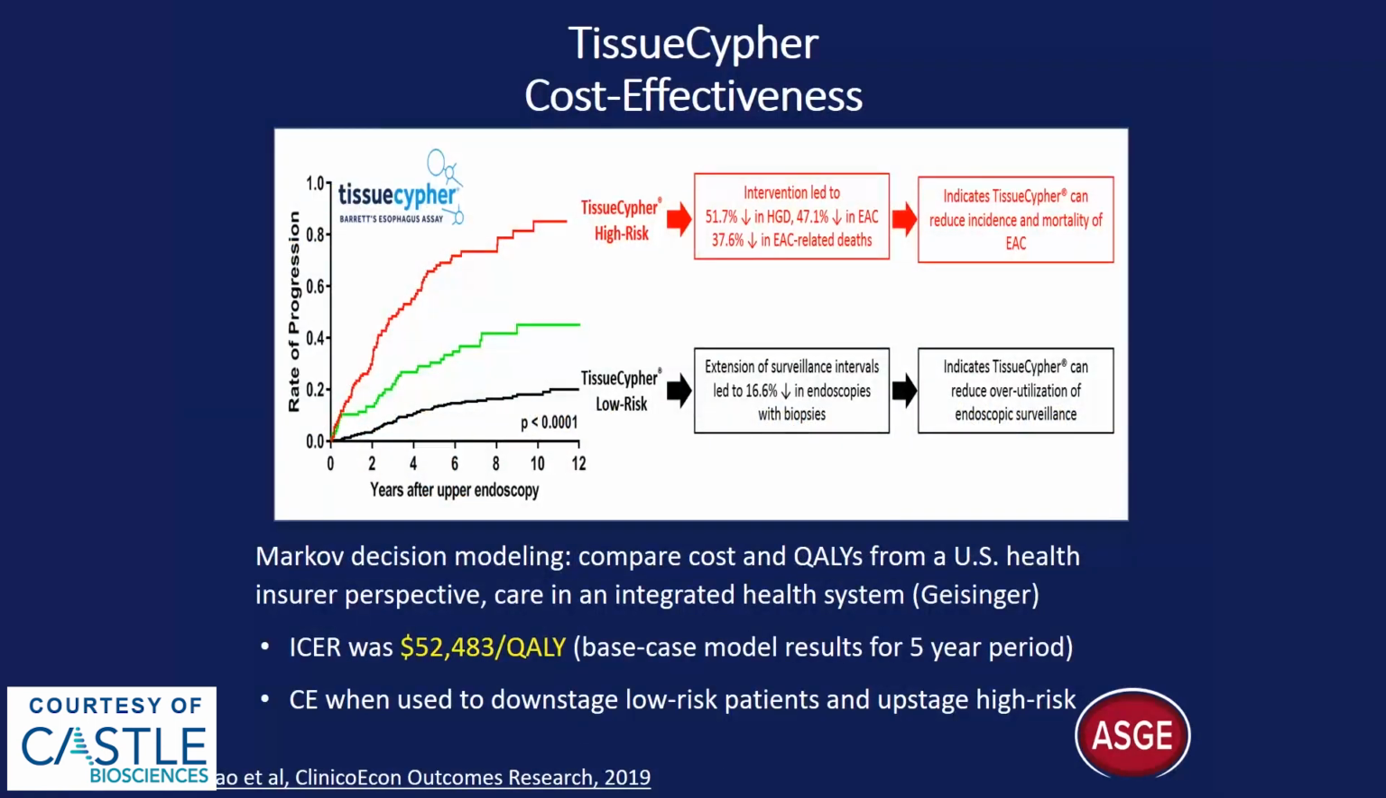The potential cost-effectiveness of TissueCypher in our clinical practice was illustrated by this paper, which used Markov decision modeling to compare the cost and quality of life from the U.S. health insurer perspective using the Geisinger Medical Care Integrated System data. The incremental cost-effectiveness ratio was $52,483 per quality-adjusted life year, which showed that TissueCypher could potentially be cost-effective when used to downstage low-risk patients and upstage high-risk patients.